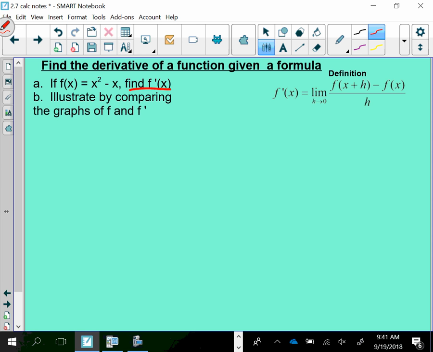Now remember f prime of x, the only way we know how to do that is right here. Or the other one, I'm not going to use the other one because I don't really know where I am on the graph. I don't know exactly my points on the graph. Okay, so go ahead and get that going.